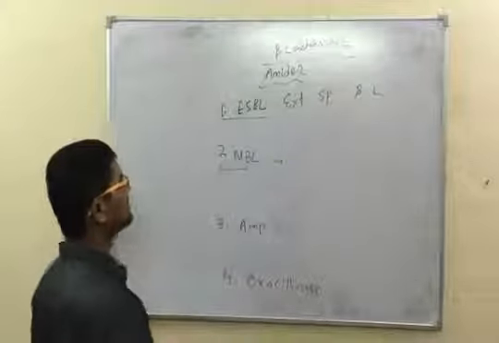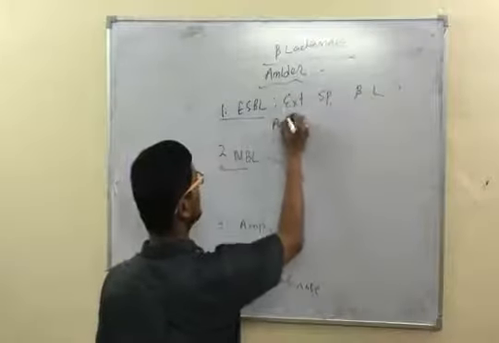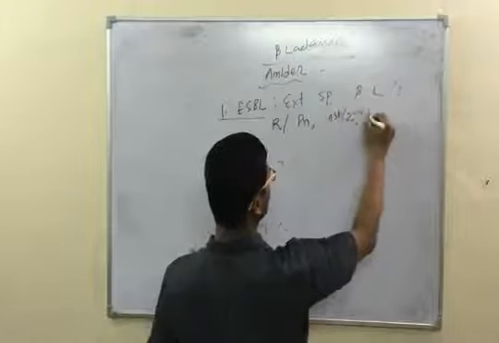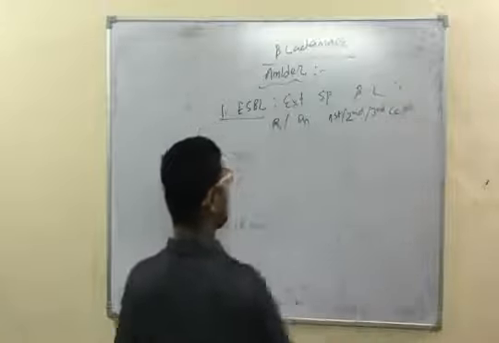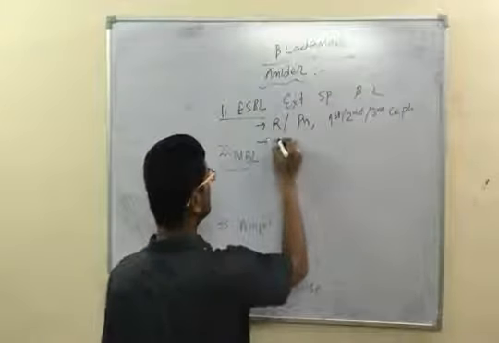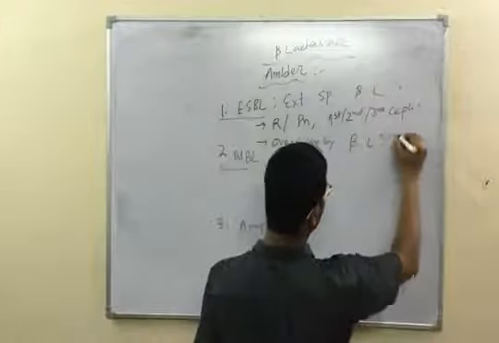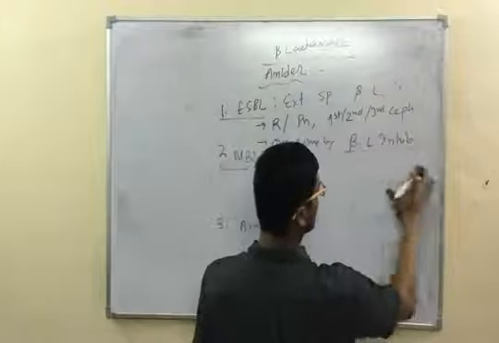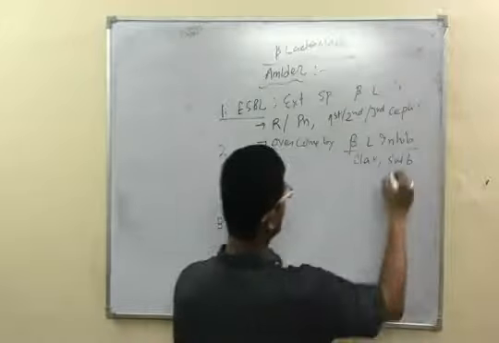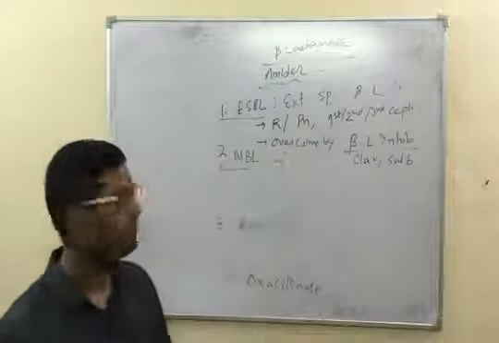If the bacteria produces extended spectrum beta-lactamase enzyme, then it is resistant to all penicillins plus first, second, and third generation cephalosporins. However, this resistance can be overcome by adding a beta-lactamase inhibitor, for example clavulanic acid or sulbactam.